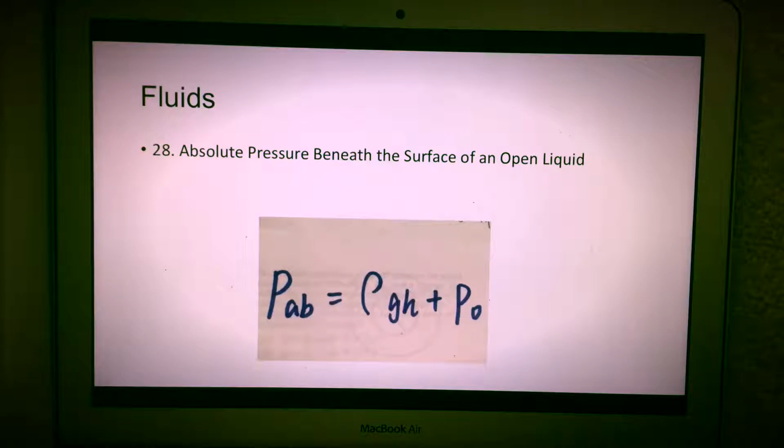And rho g h, rho is the density of the water or some beverage, just the liquid density. And h is the height, I mean the distance between the point and the open liquid surface. So added together is the absolute pressure.